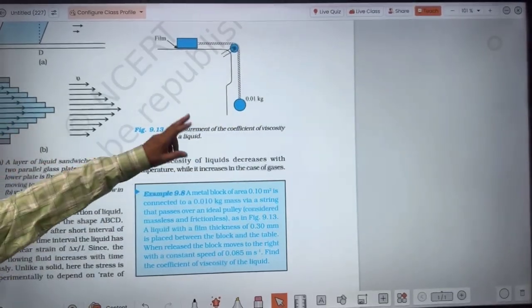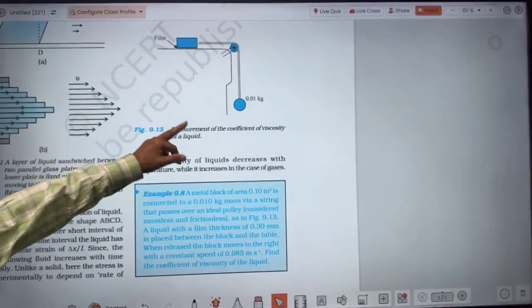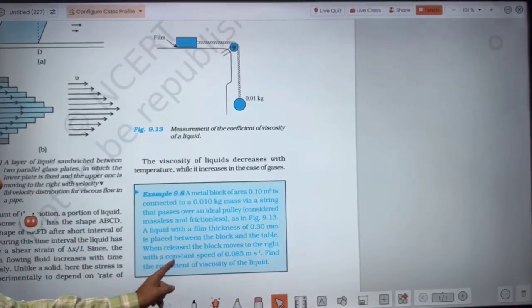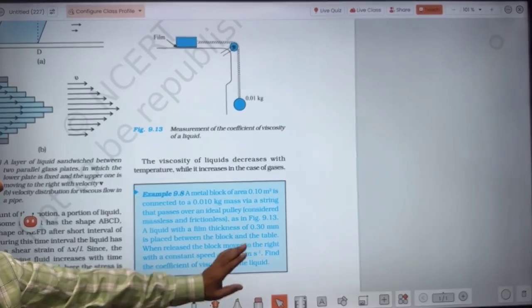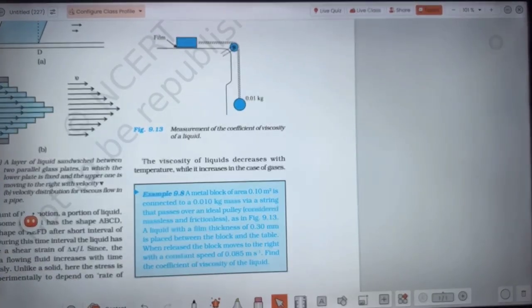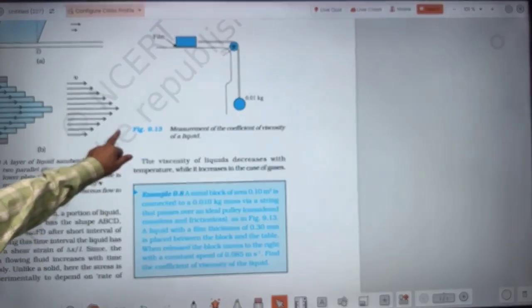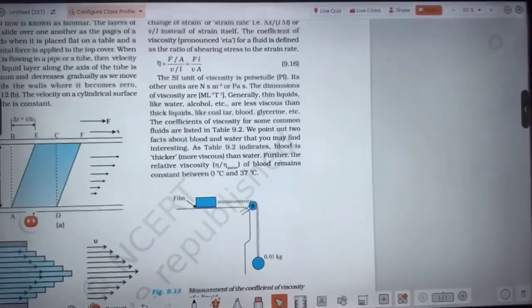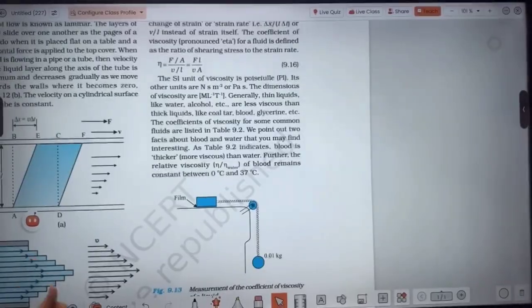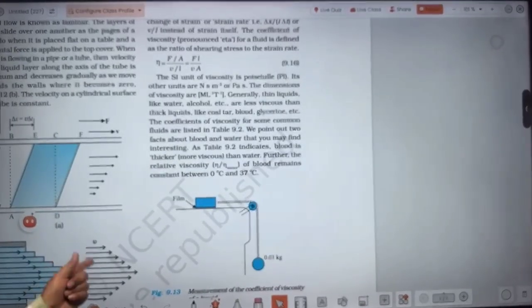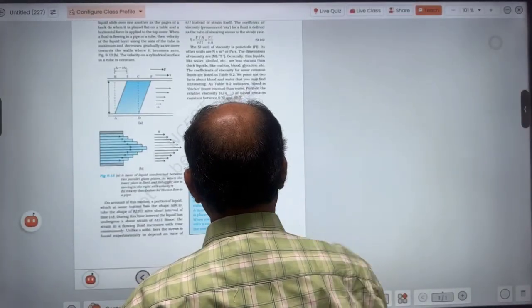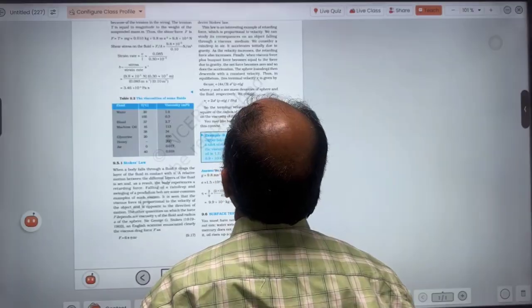So here we can apply the concept of connected motion, right? When released, the block moves to the right with a constant speed of 0.085 meter per second. Find the coefficient of viscosity of the fluid. We have just defined the coefficient of viscosity like FLVA. So what all do we need? We need force, length, velocity, and area, right? Let's see whether all information is given in the question. If yes, we can easily proceed.